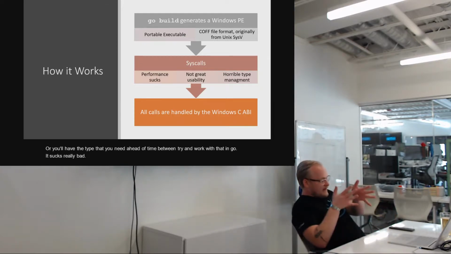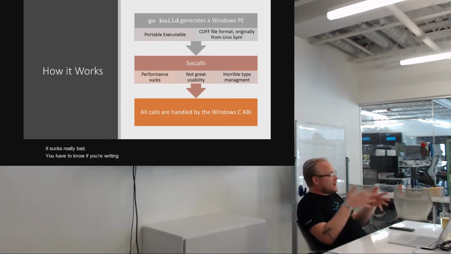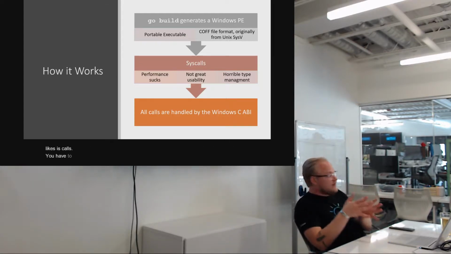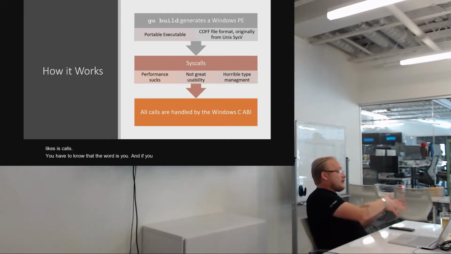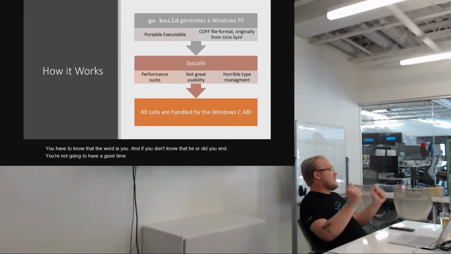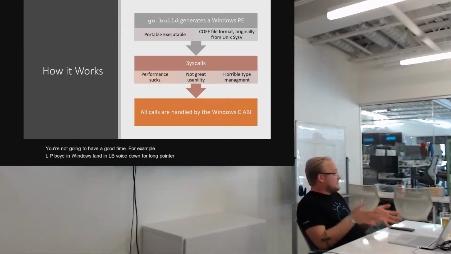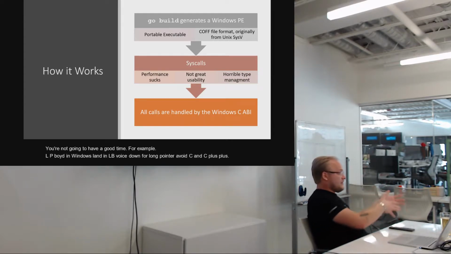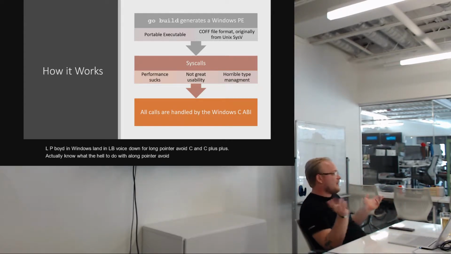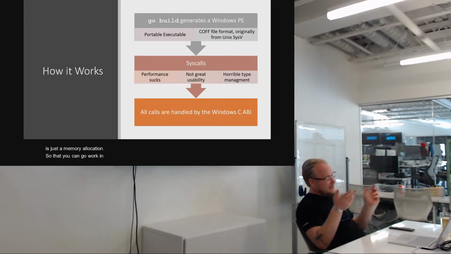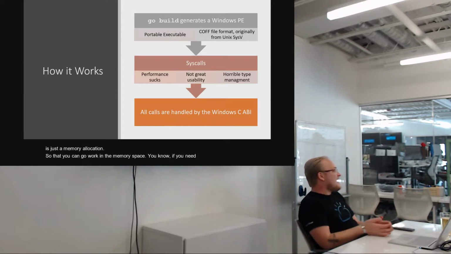If you're writing raw Go for Windows and you want to make syscalls, you have to know that a DWORD is a uint. And if you don't know that a DWORD is a uint, you're not going to have a good time. For example, LPVOID. In Windows land, an LPVOID stands for long pointer void. C and C++ actually know what to do with a long pointer void, which really is just kind of nothing. It's just a memory allocation so that you can go work in that memory space, if you need it. Go doesn't have that construct. And so what is an LPVOID? Well, LPVOID is also a uint, but it's a pointer to a uint.